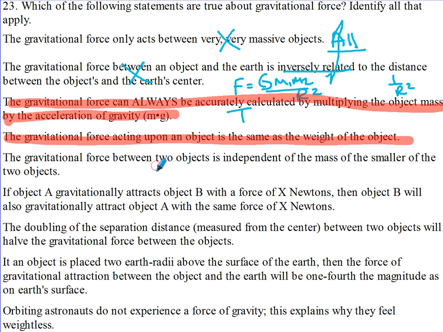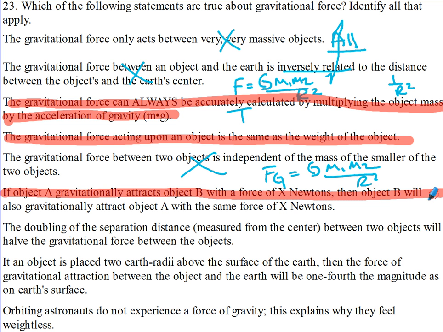The gravitational force between two objects is independent of the mass of the smaller of the two objects. Oh, you know that's not true because Fg is G M1 M2 over R squared. It doesn't say anything about larger or smaller. If object A is gravitationally attracted to B with a force of X, then B will also be gravitationally attracted with X newtons. Well, of course that's true. This is Newton's third law. Action, reaction. So this is true.